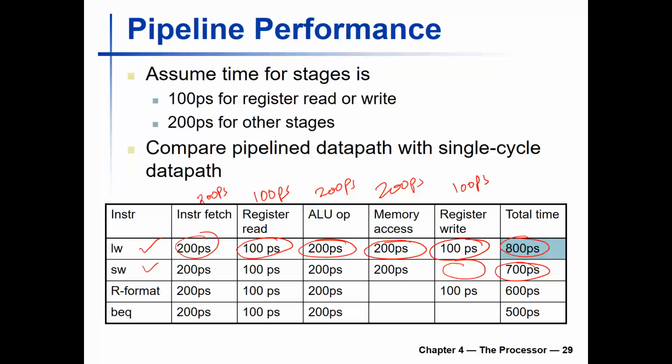In the case of ALU operations, add or subtract, and or nor, etc., I need to fetch the instruction, read the operand, and execute it, and then write the result back. And for that, I need 600. Now, for branch if equal, I need to read the instruction. I need to do register read. I need to do the ALU so that I can compare the two registers, and then take the branch. And for that, I need 500 picoseconds. Clearly, I have different times for these instructions.